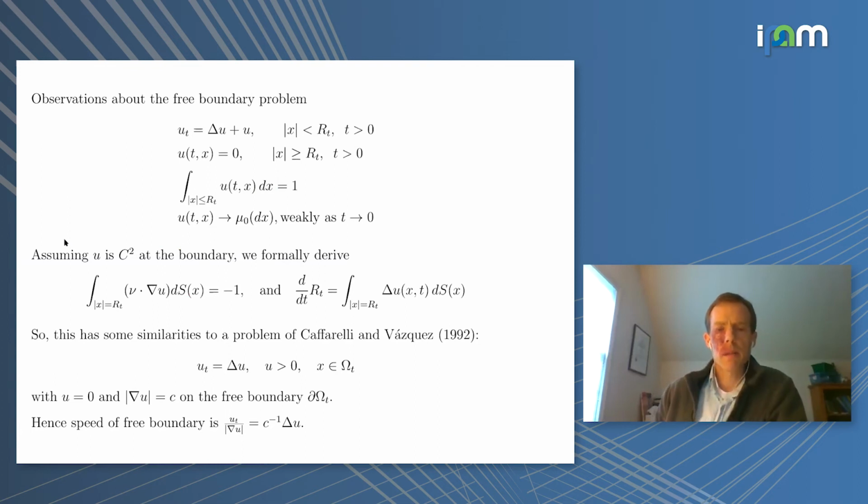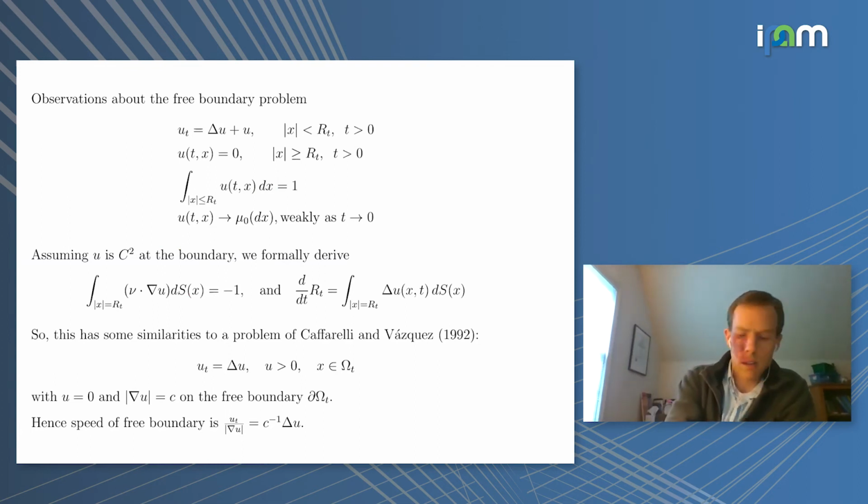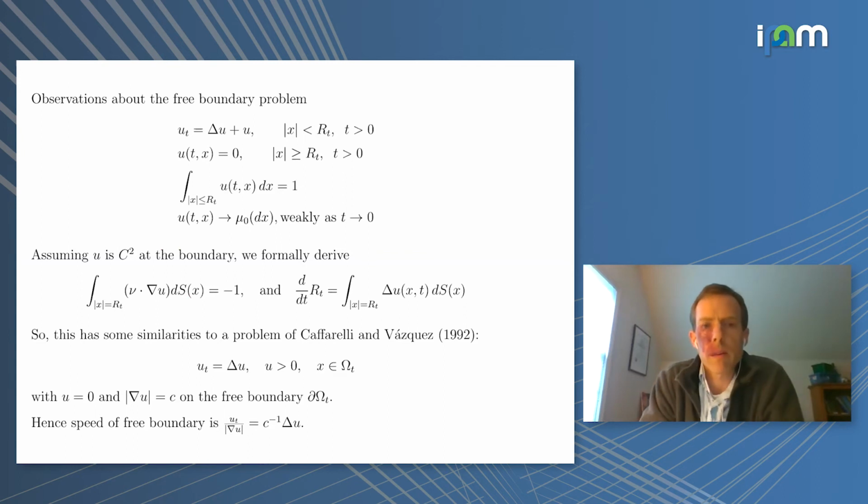All right, let me say a little bit about the free boundary problem. Let's suppose that the function u is actually C2 at the boundary. By integration by parts, integrating the equation and using the mass constraint, you see that the flux through the boundary has to be constant. Flux is -1. Again, that has to do with conservation of mass, but you also have a source. So to offset the source, you have to have constant flux.